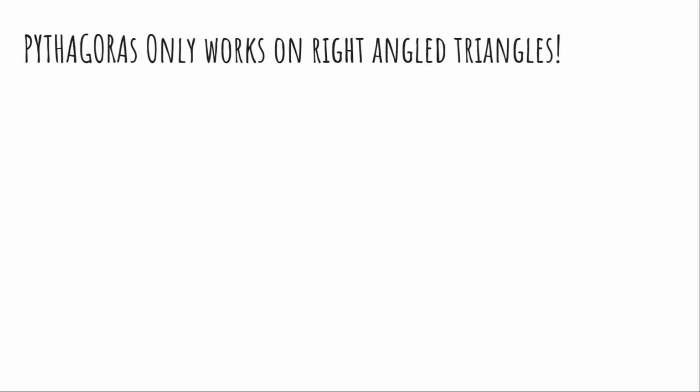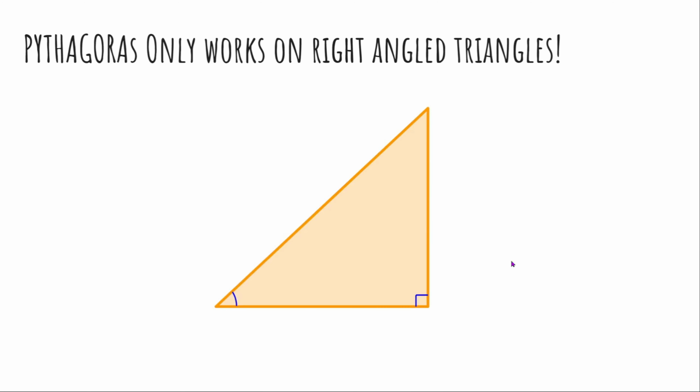So I'm just going to tell you this, that Pythagoras only works on right angled triangles. It does not work on any other type of triangles such as scalene or isosceles. It doesn't work on those. It only works on right angled triangles. And just to clarify, right angled triangles look like this. They have a little box that highlights that it has 90 degrees, which is a right angle.